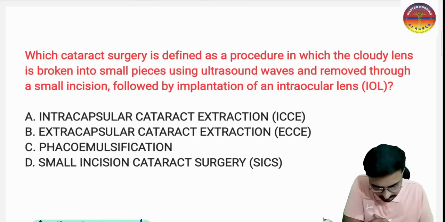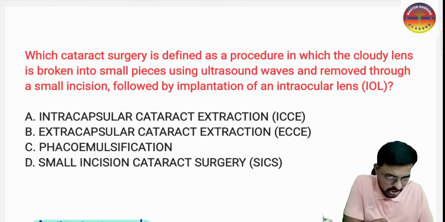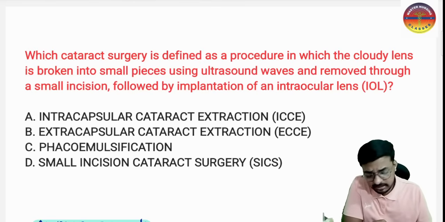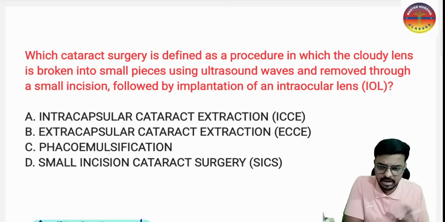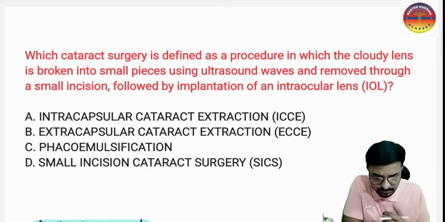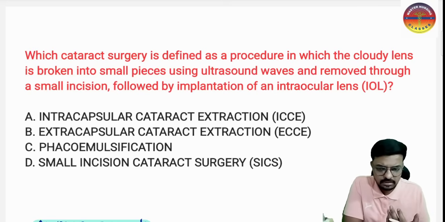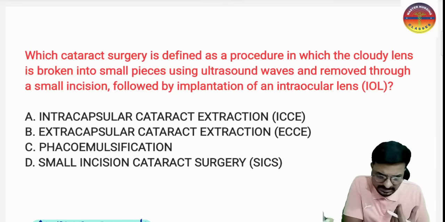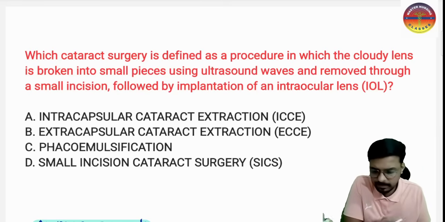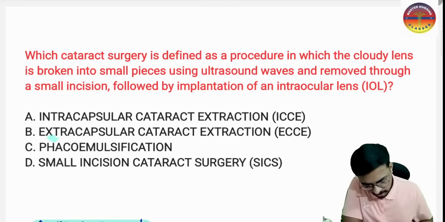Option A, intracapsular cataract extraction, where the complete lens is extracted and removed. Option B, extracapsular cataract extraction. Option C, phacoemulsification. Option D, small incision cataract surgery, SICS. So what is the correct answer? The correct answer is phacoemulsification.